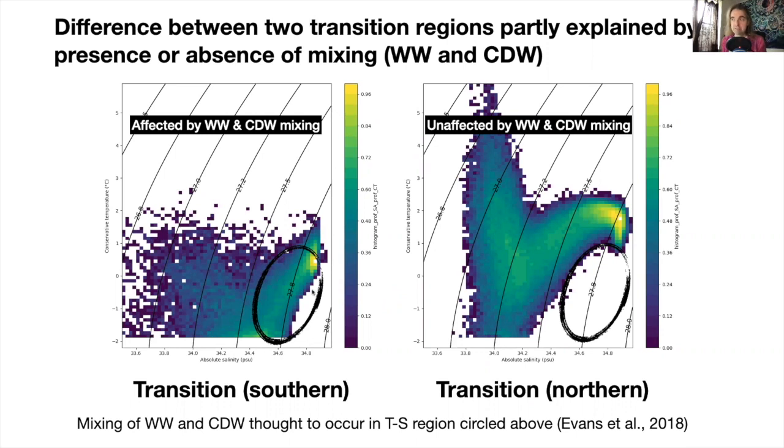So notice how in the class that is thought to be affected by that mixing, we do see that the profiles occupy some of that space in TS space, whereas in the class that we think is relatively unaffected by that mixing between winter water and circumpolar deep water, the profiles don't really pass through that part of TS space. So we have taken that to be an indication that that's one of the differences between those two classes.